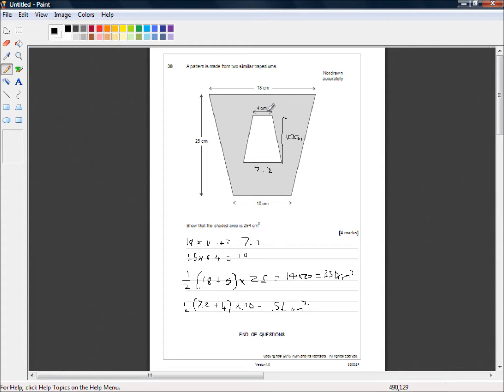So our answer, the shaded area, is the area of this big trapezium, which is 350 centimetres squared, minus the 56 centimetres squared, which is 294 centimetres squared. So that's 350 minus 56. We can use a calculator, but it is indeed 294 centimetres squared. In case that isn't obvious, 350 minus 50 is 300, and 300 minus 6 is 294.